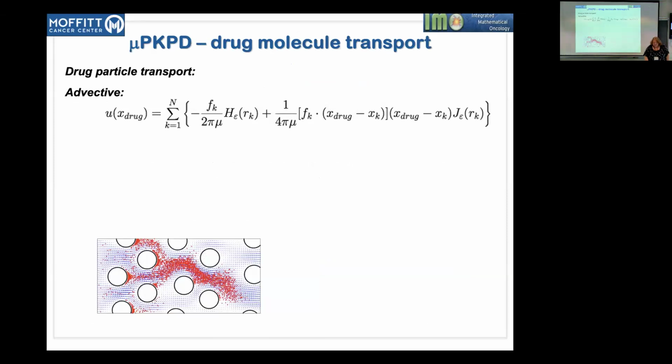So with that, if we put our molecules, they will just go with the fluid. And because there is zero velocity on the cell boundaries, those molecules will never cross the boundary, right? They will just go with the fluid.